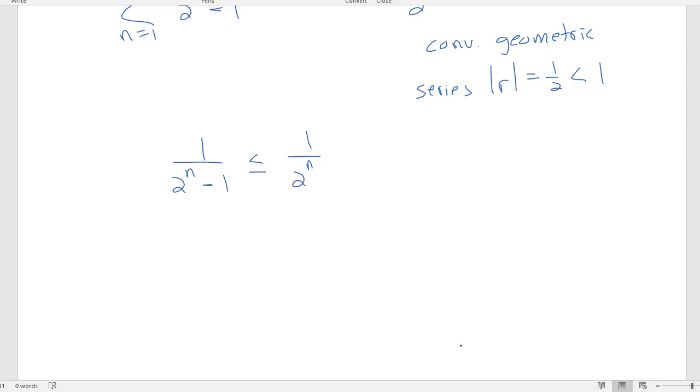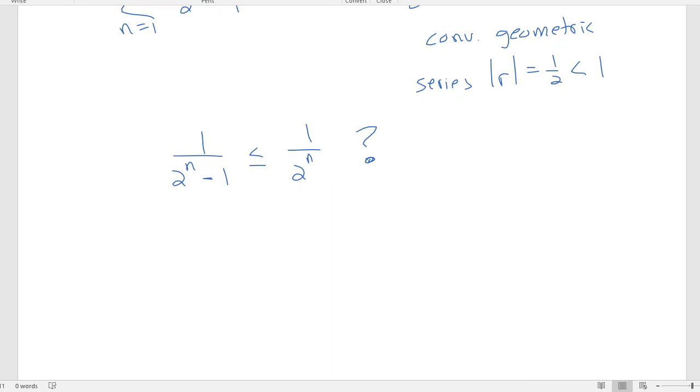So, question mark, right? Is this true? So to show convergence, I need this to be bigger, right? Because if 1 over 2 to the n converges, anything smaller must also converge. So is this a true statement? Let's work through the algebra and see what we get.